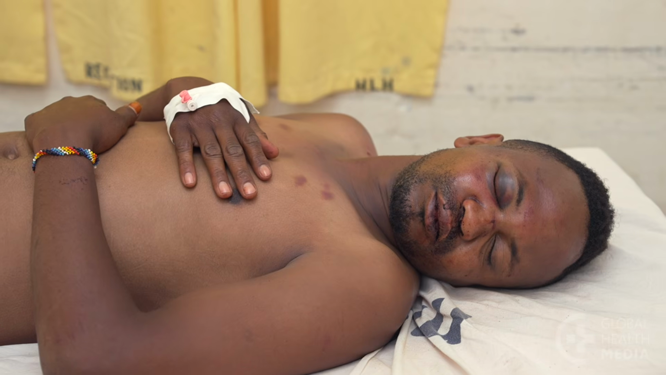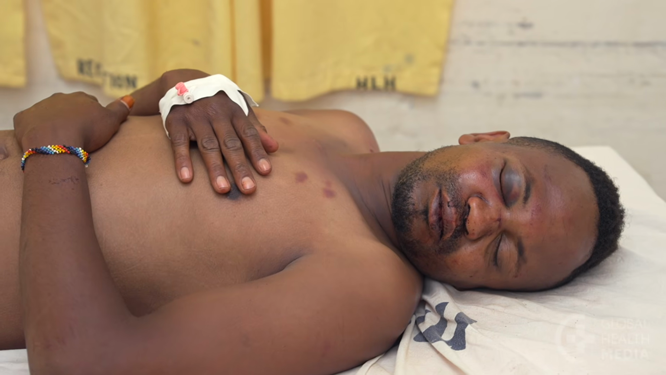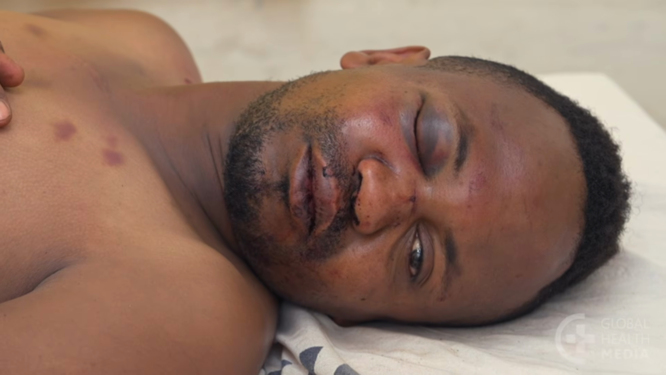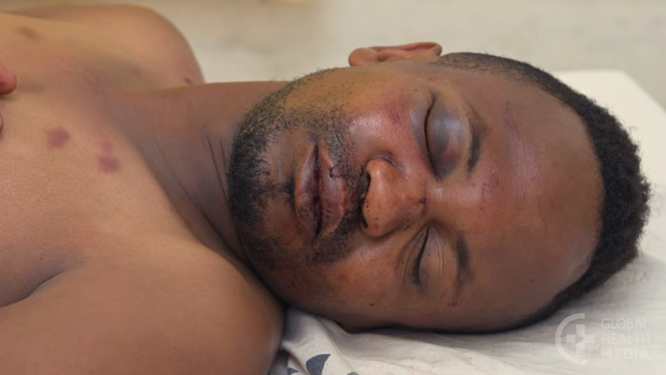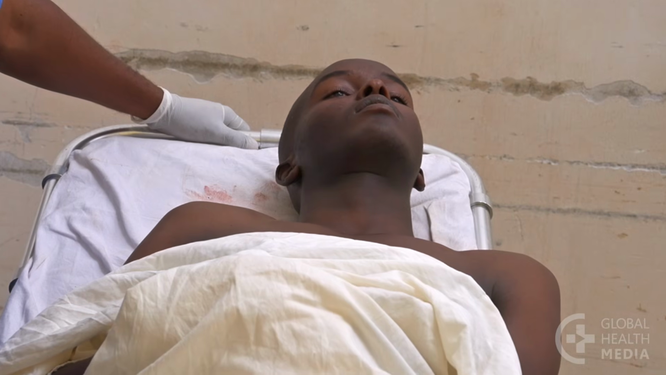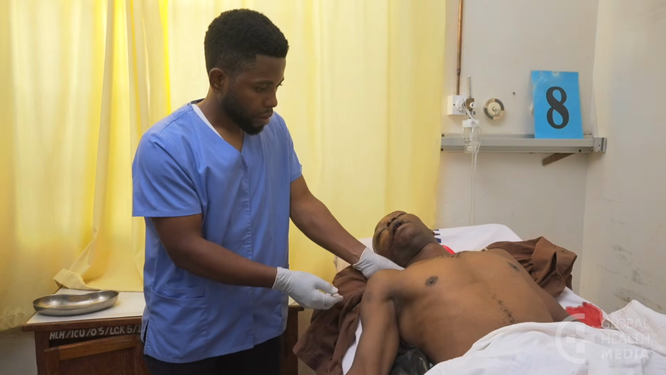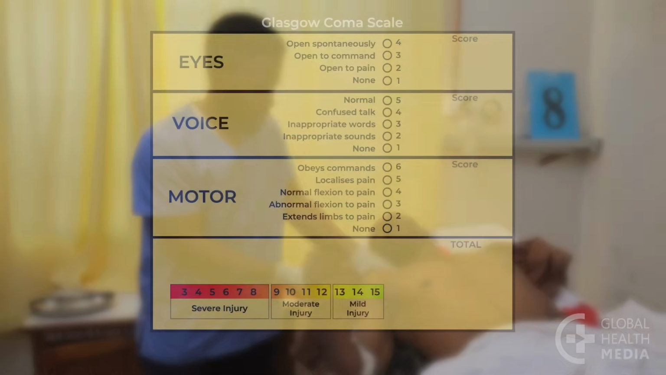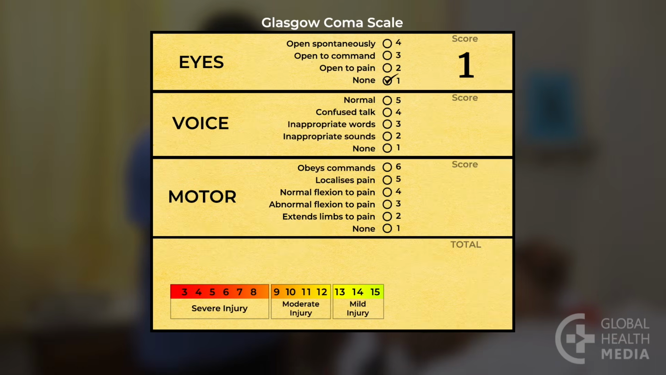The patient is assessed for 3 functions: opening the eyes, the ability to respond verbally, and the ability to move. A score is given for the highest level of function in each area. Then the scores are added up to make a total score.